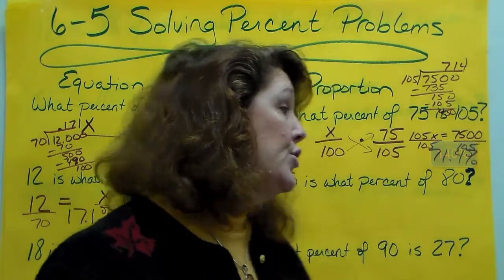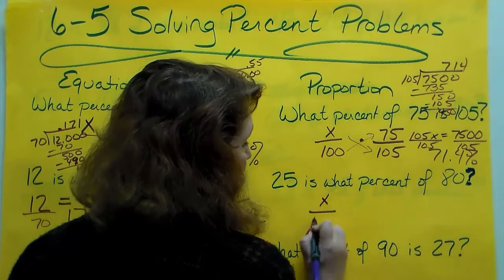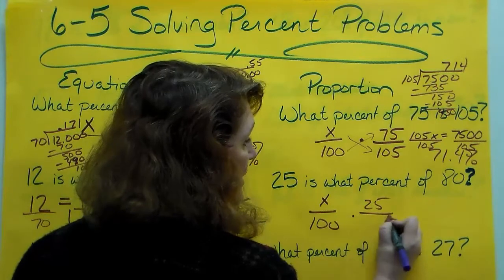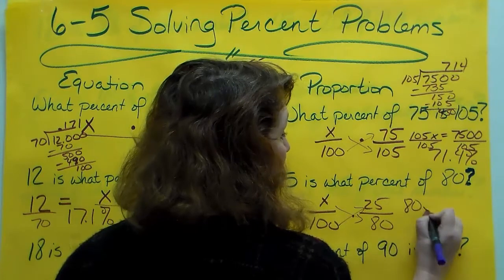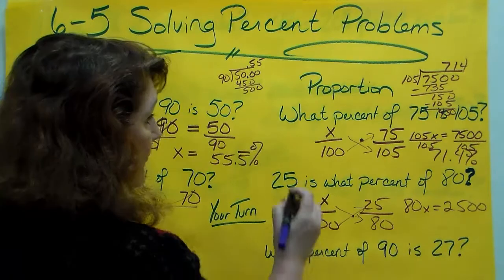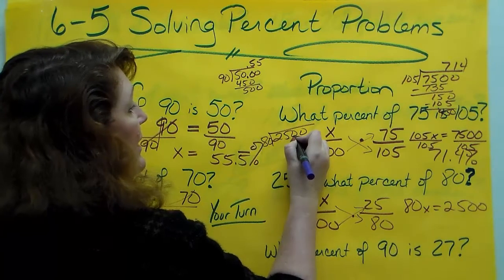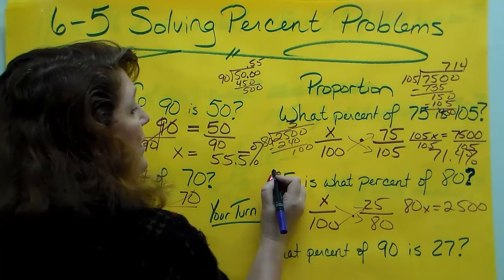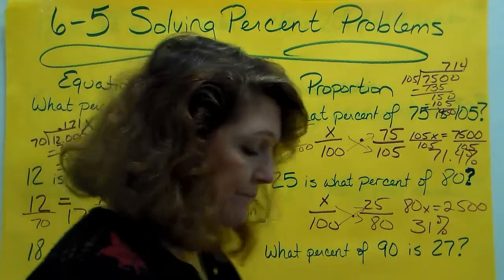So let's try this again. 25 is what percent of 80? So again, our what percent is x over 100 parts to a whole. 25 parts to 80. So we're going to cross multiply again, and we have 80x equals 25 times 100. 2500 divided by 80 is 3, 10, 80 goes into 101, so this is about 31%. Okay?